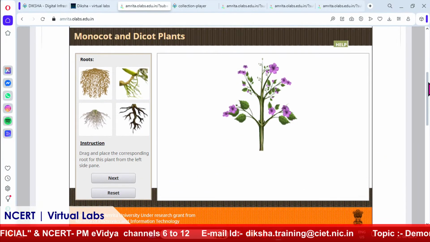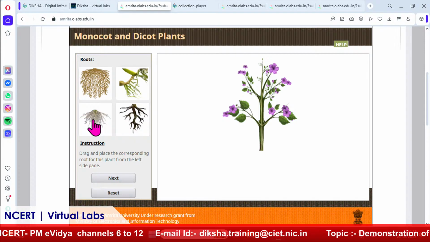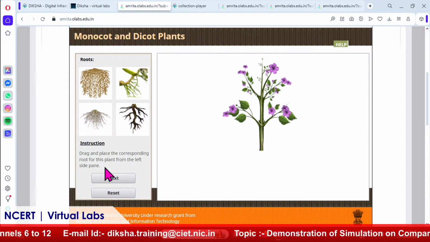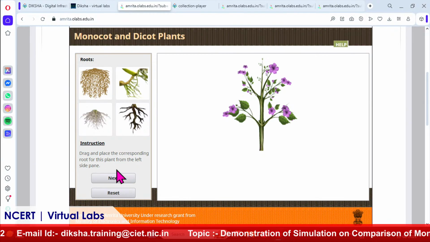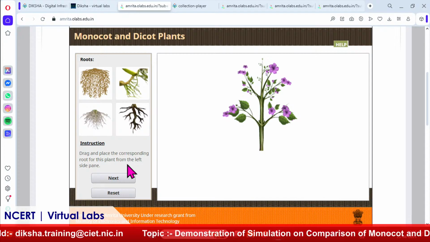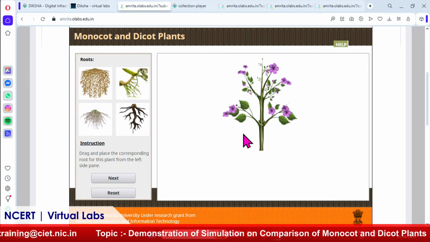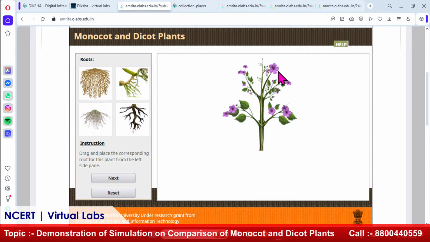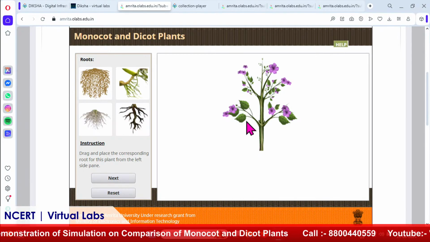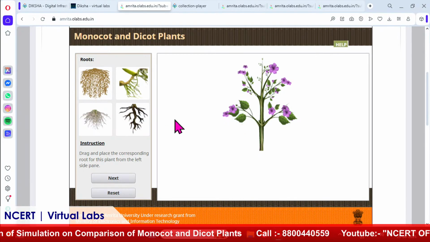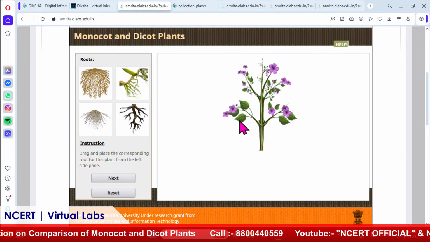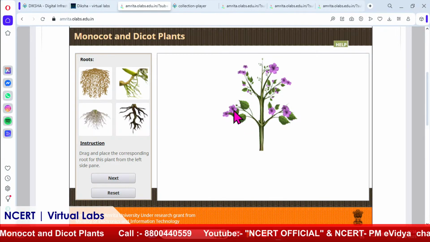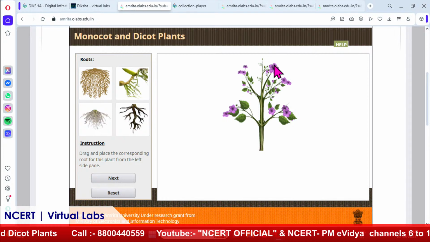Here you can see that there is a plant, and then here certain options of roots are provided, and the instruction which is written here is drag and place the corresponding root for this plant from the left side pane. So what we have to do, we have to observe this plant, and after noticing certain features like flower, if it is visible clearly, and the leaf venation also, and then we have to choose which root should be suitable here. Since here the leaves do not have parallel venation, they have reticulate venation, and if you look at the flower, you can see that there are 5 petals.